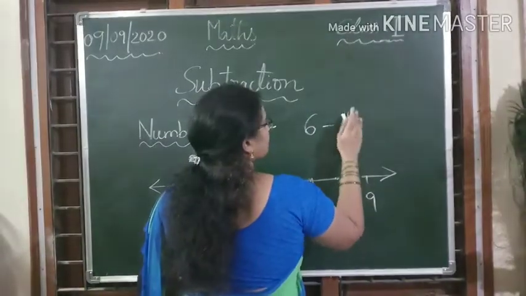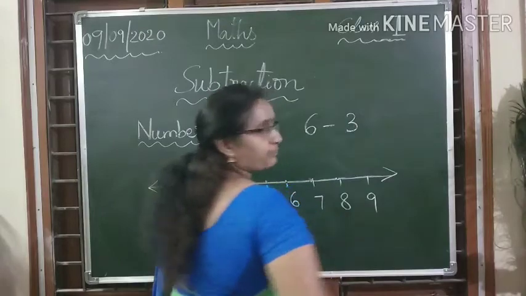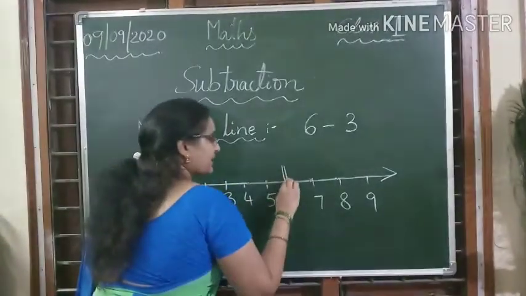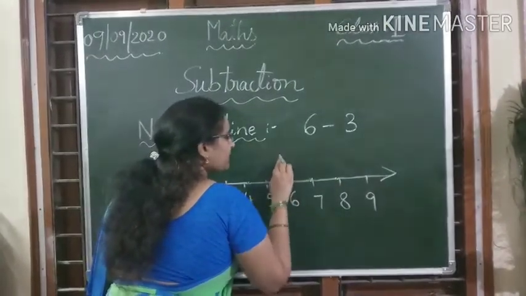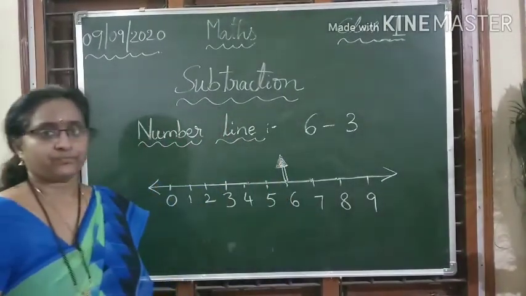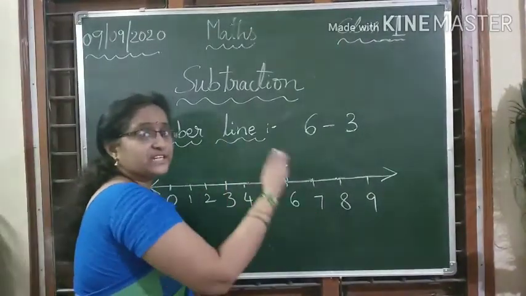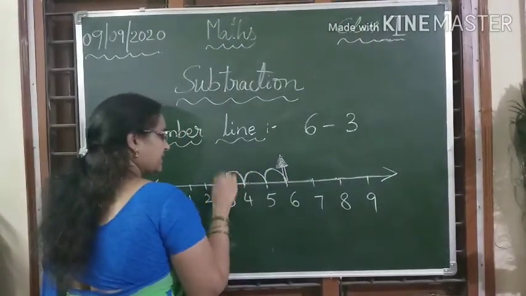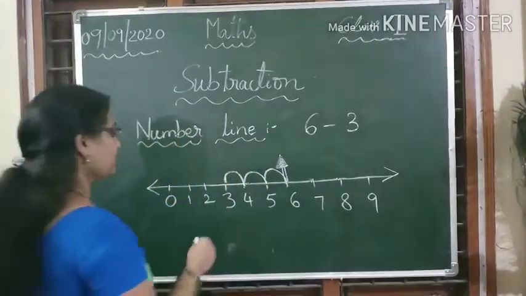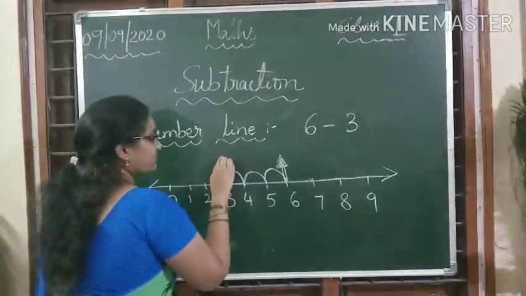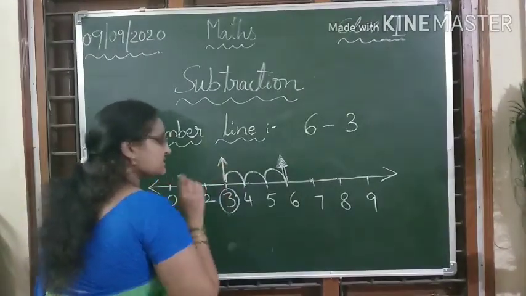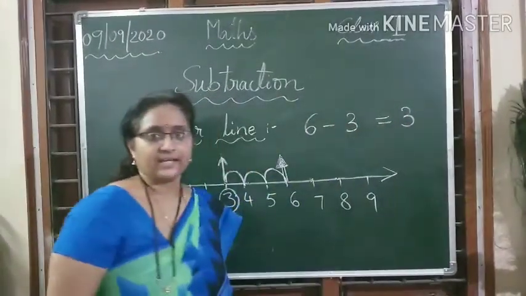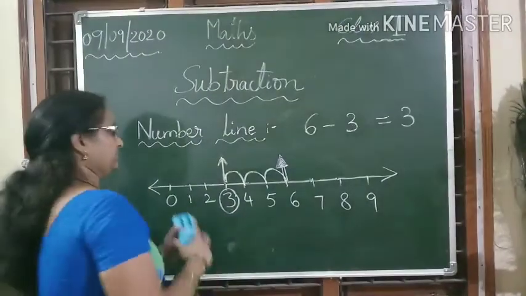6 minus 3. That means we have to start at 6. That means keep any mark here at 6. Now, move 3 steps backward. 1, 2, 3. Again we got the same answer 3. But the numbers are different. You should remember that. So, what is the answer here? 3. 6 minus 3 equals to 3. Let us see one more example.